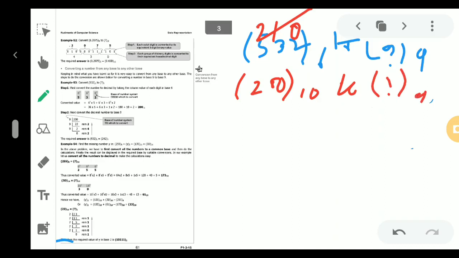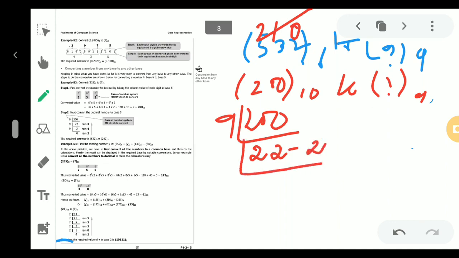From base 10 to base 9 conversion, what is the rule? If you convert a decimal number into any other base, we have to divide that decimal number by the base we want to convert to. I want to convert into base 9, so 200 is divided by 9. 9 twos are 18, 20 minus 18 becomes 2. Again 0 comes; again 9 twos are 18, 20 minus 18, the remainder is 2.